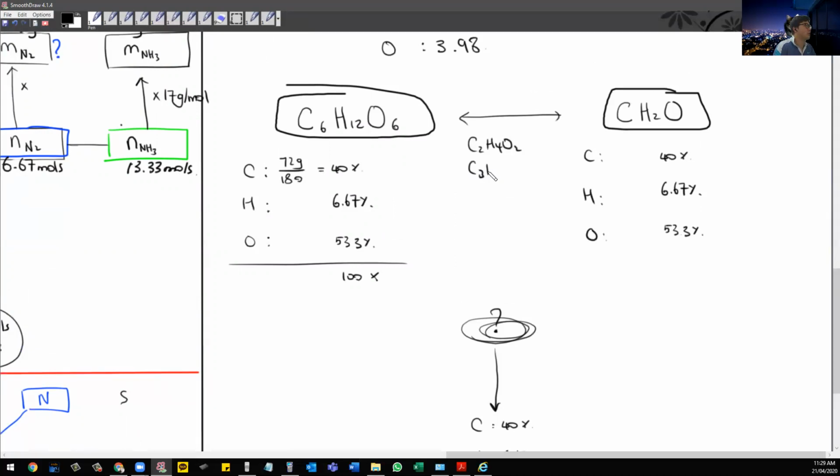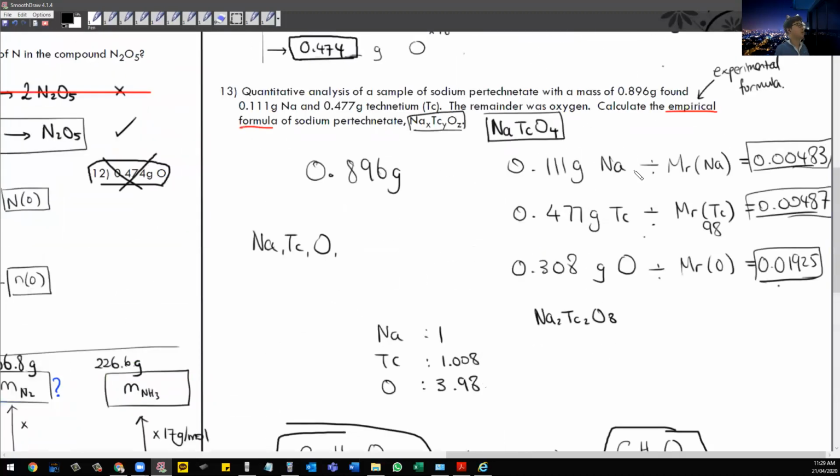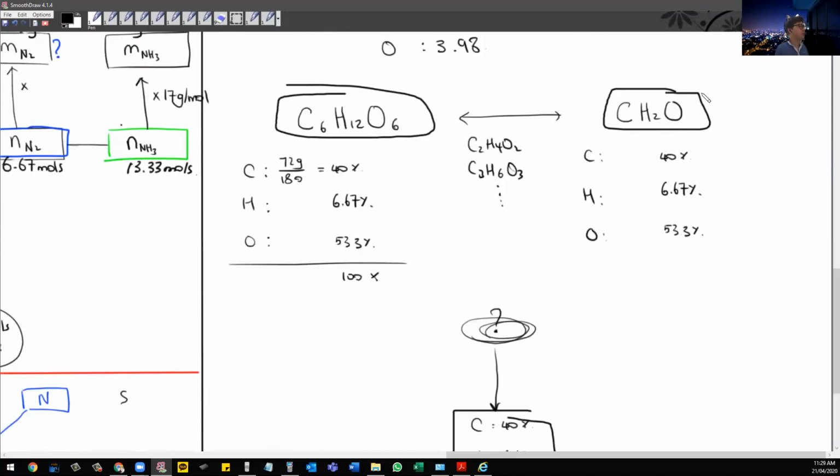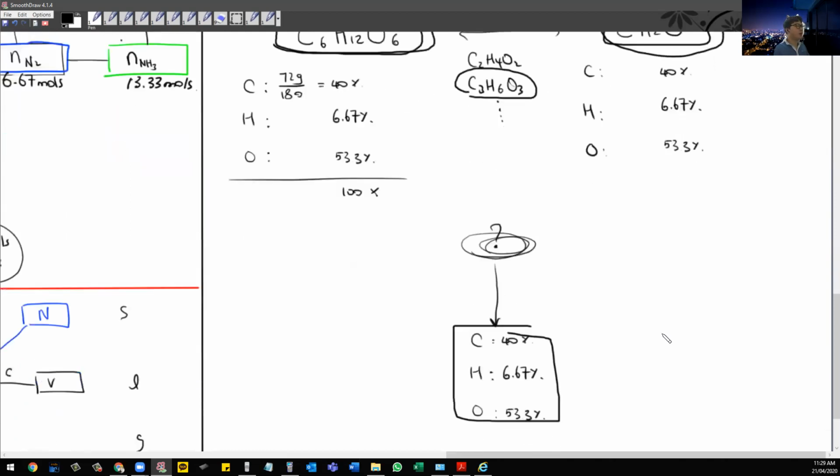Or something else, you know, it could be C2H4O2, it could be C3H6O3, all sorts of things. They all have the same percentage composition. So that's why they say just get the empirical formula, which means that when you get something like that, you don't know whether it's this one or this one or this one, so just write that one. That's the empirical formula.